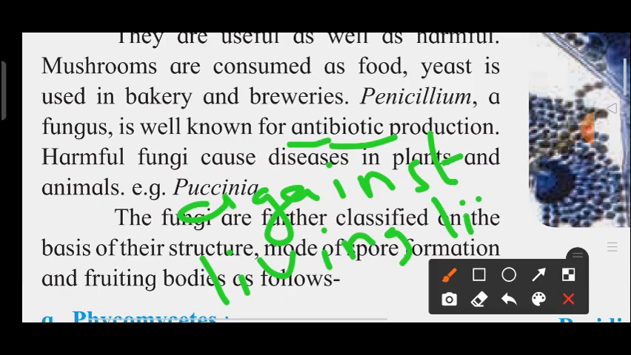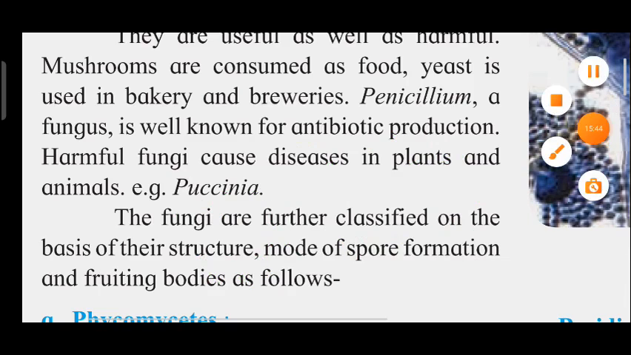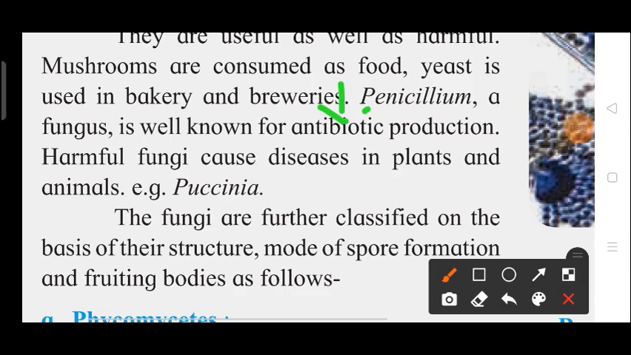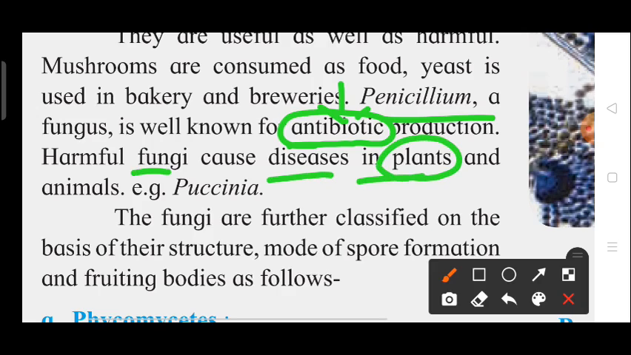Here the penicillium produces a kind of substance which kills other organisms like bacteria or other types of fungi. This type of substance which kills other life forms is called an antibiotic, and here penicillium produces an antibiotic called penicillin. Harmful fungi cause disease in plants as well as animals, like Puccinia.